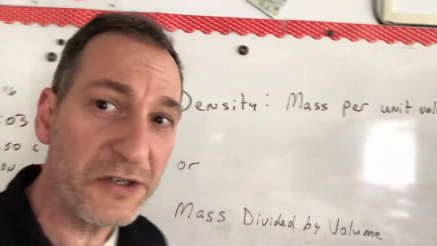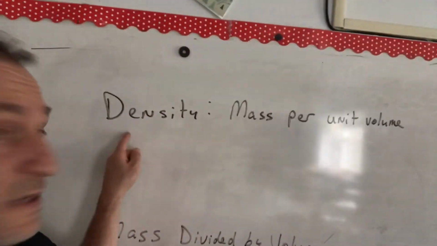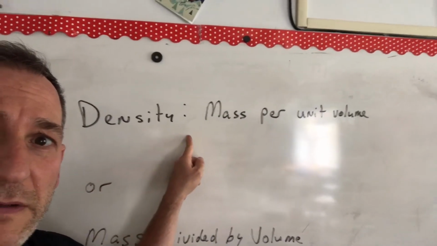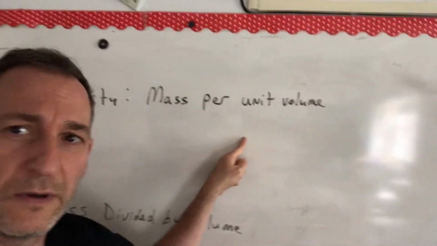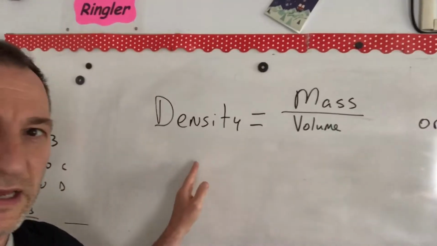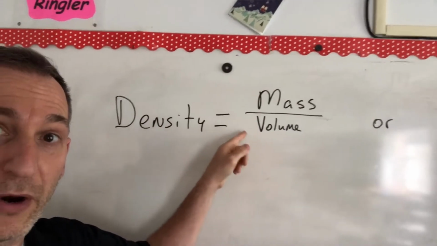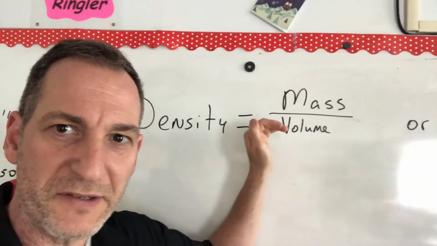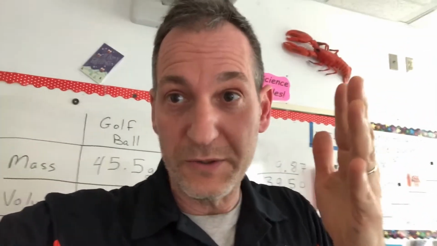Okay, so the definition for density by the book is density is mass per unit volume, okay? And I don't like that definition. It doesn't tell kids enough information. That's why I started out talking about how compact things were or how spread out things were. I think that better explains density. But now we're moving on to the formula. Density equals mass per volume, or mass divided by volume. Mass per volume is a ratio that describes how compact the molecules are.